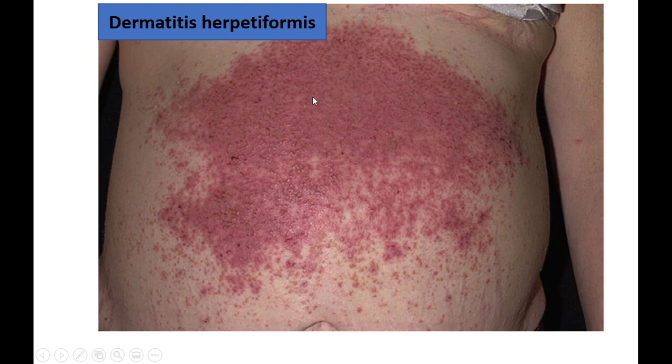Dermatitis herpetiformis is a cutaneous lesion, or skin involvement, in patients with celiac disease in which IgA antibodies infiltrate the dermal papillae and result in this type of rash.